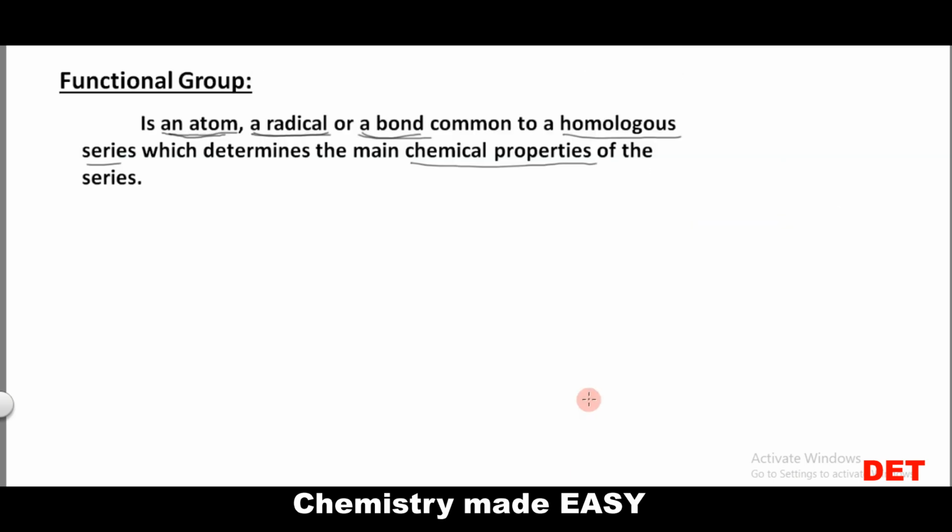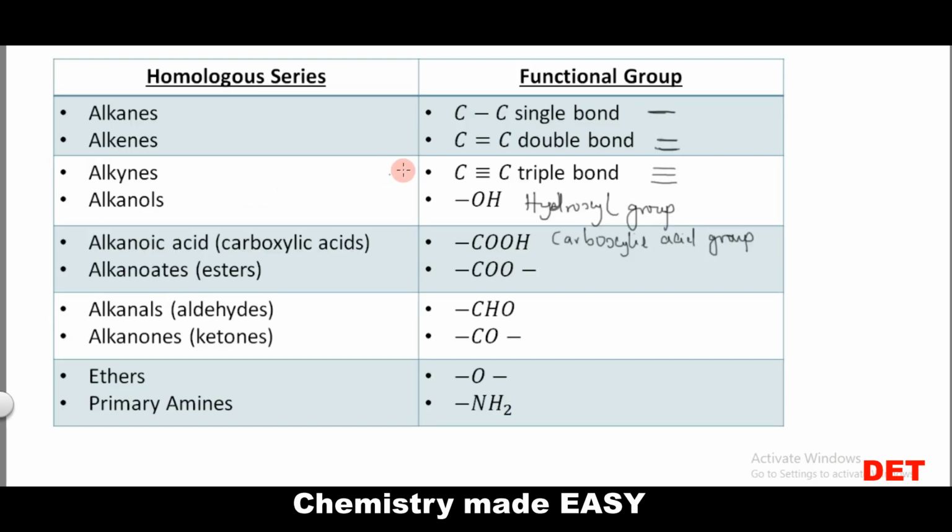So again, functional group is an atom, a radical, or a bond common to a homologous series which determines the main chemical properties of the series. It is very important that you know this table, know everything in this table. Know the different homologous series that we have and their functional groups.